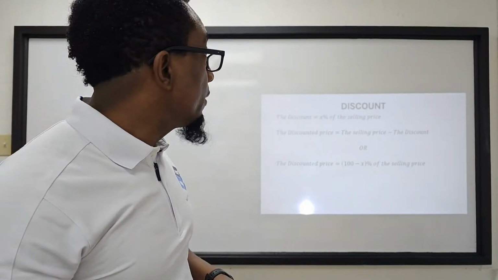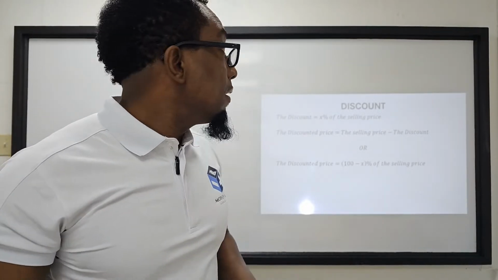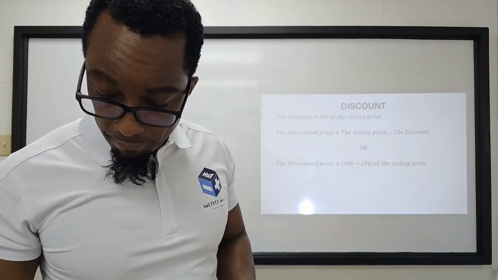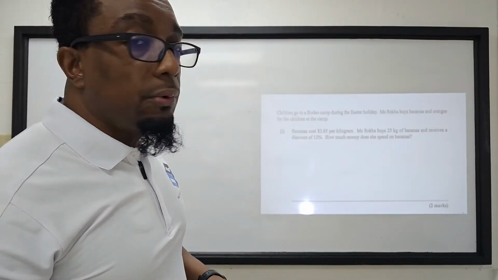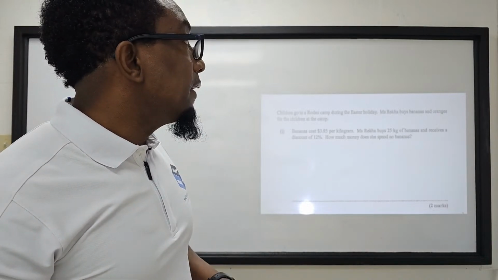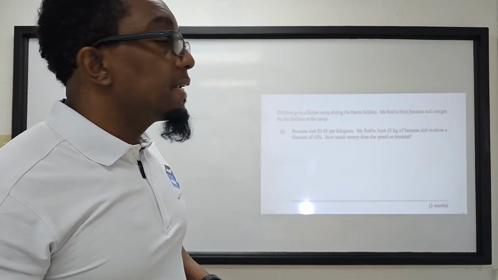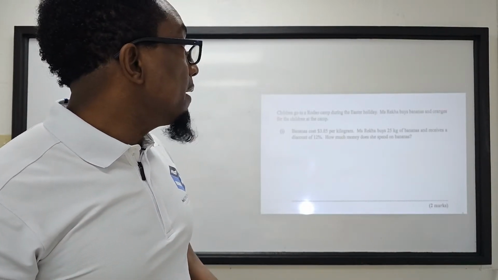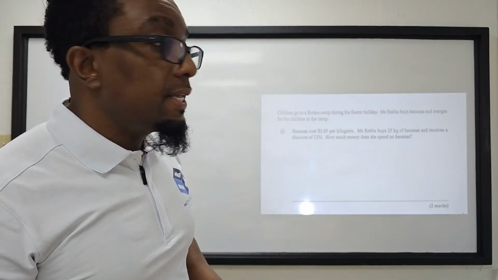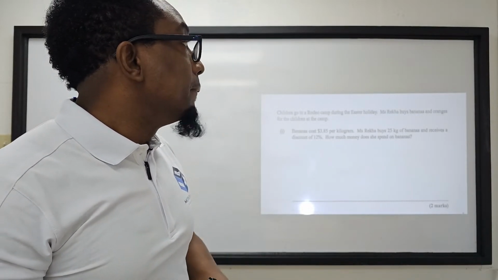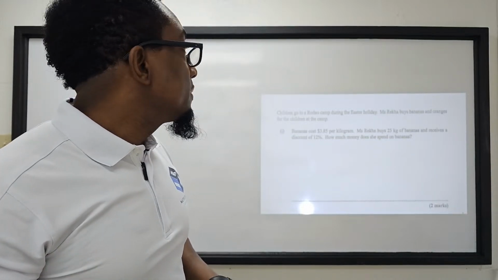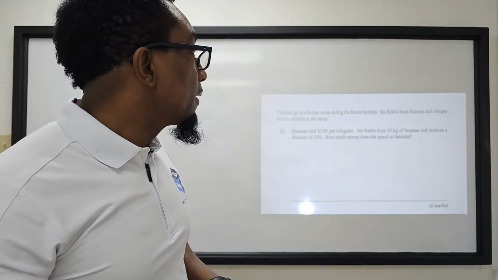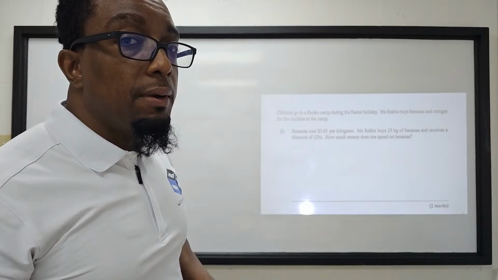So let's get familiar with discount, a percentage of the selling price. Children go to a rodeo camp during the Easter holiday. Mrs. Reka buys bananas and oranges for the children at the camp. Bananas cost $3.85 per kilogram. Mrs. Reka buys 25 kilograms of bananas and receives a discount of 12%. How much money does she spend on bananas?